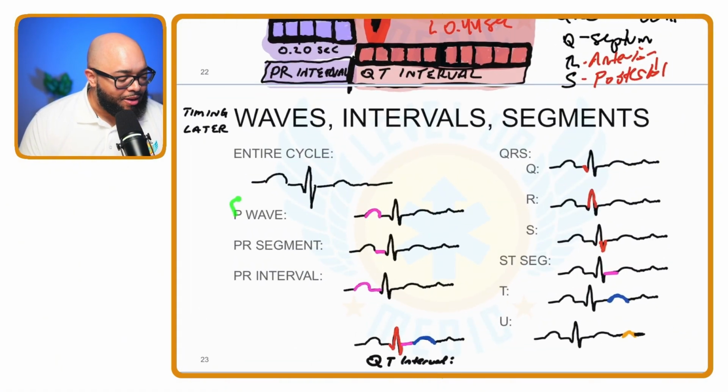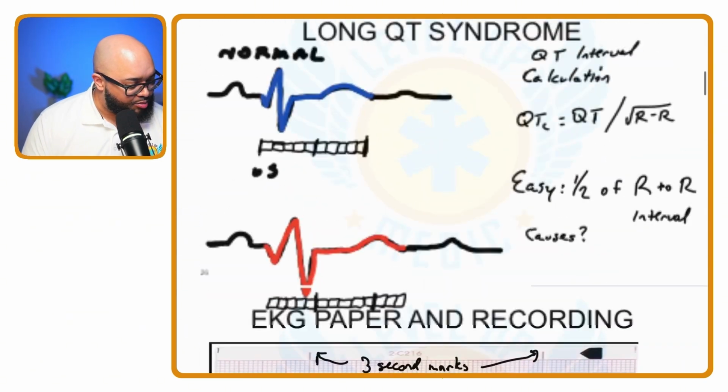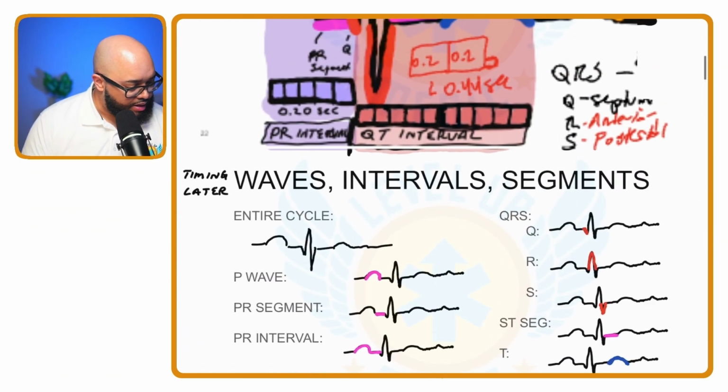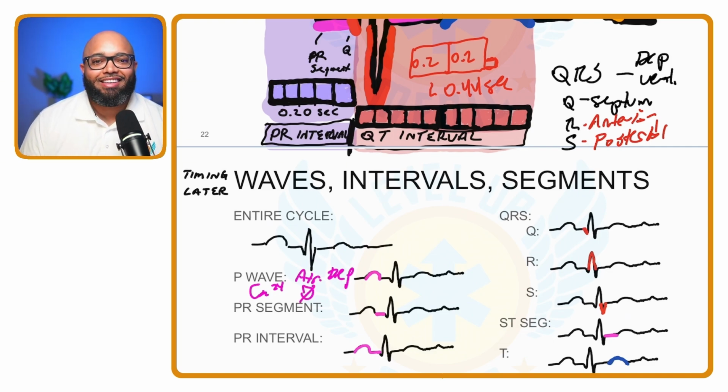Now, the P wave is this portion. It represents atrial depolarization. Electrolyte is calcium. Let's go ahead and put that in. P wave, what does it represent? Atrial depolarization. Electrolyte is calcium. What phase is that? Depolarization is going to be phase 0. Okay? Let's go to PR segment.